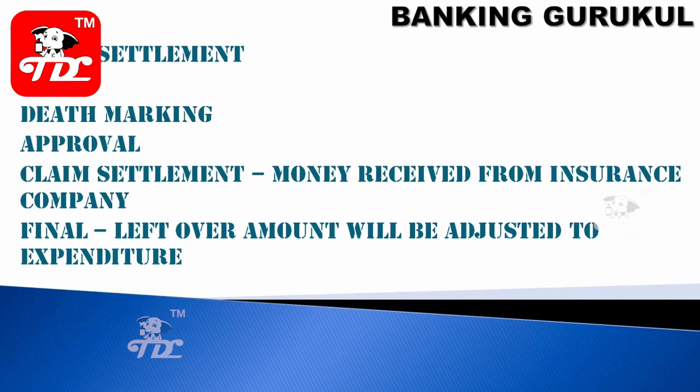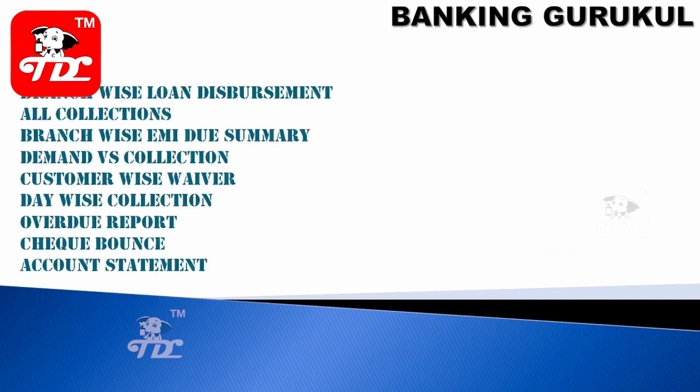So for example, the customer has taken a loan on gold, then he could not repay on maturity, then this gold will be auctioned and sold to a company, then this amount will be adjusted to your loan and the remaining amount will be given to the customer. This is the claim settlement.